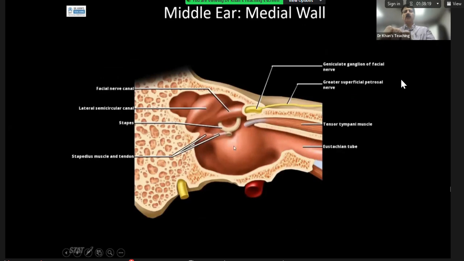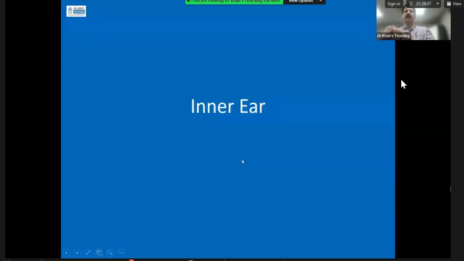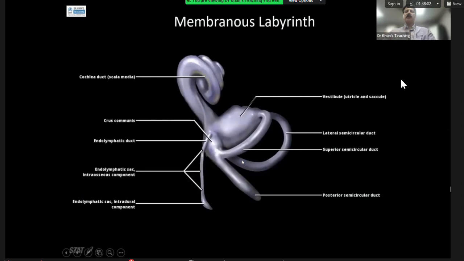Now, once again, we are looking at the medial wall. So this is the promontory. This is the facial nerve canal. This is the lateral semicircular canal. And from here, a bit about the internal ear.